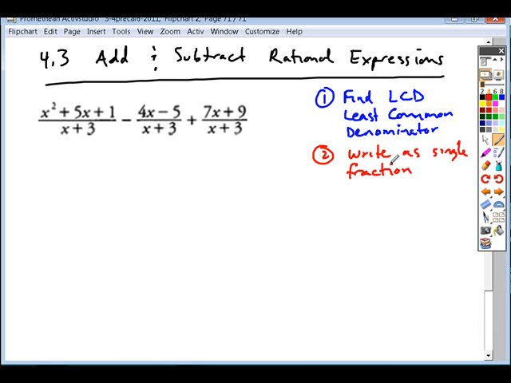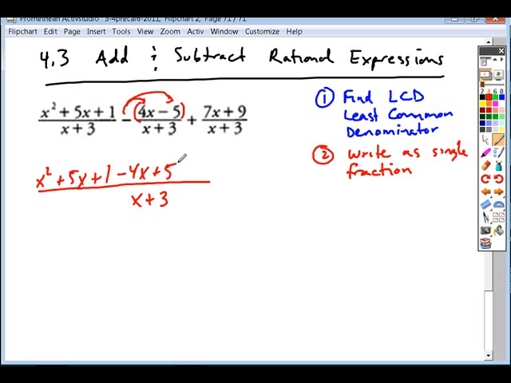Okay, so when we look at this expression right here, we can combine these into one fraction, and that fraction has to have the LCD as its denominator. So the x plus 3 is the denominator. And when you write this as a single fraction, you're just going to copy the numerators down. So x squared plus 5x plus 1. This subtraction sign has to be distributed through. So minus a 4x, minus a negative becomes a plus 5. And then the last set of terms, 7x plus 9.